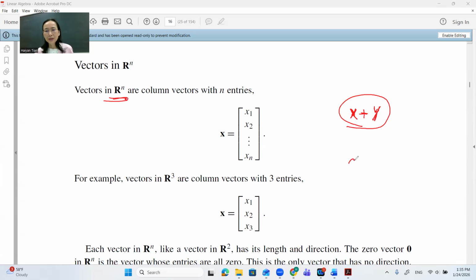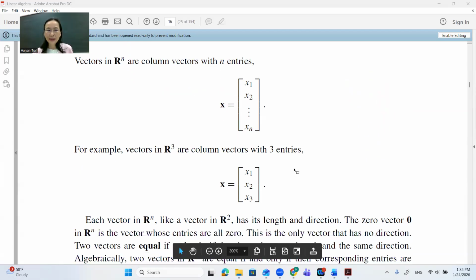And scalar multiple is similar: a certain number times a vector. So if you have a number c, then c times each entry of vector x, you will get a new vector. So again, two operations are defined as before, except here n is the dimension of the space. Now let's look at an example when n is 3.